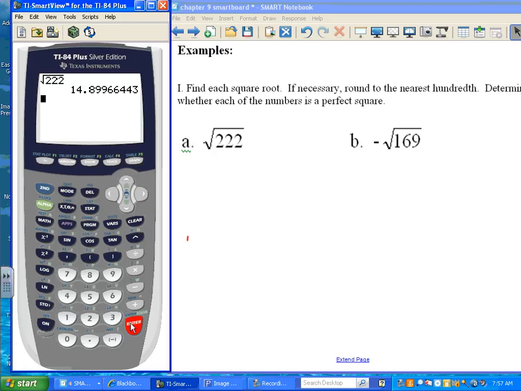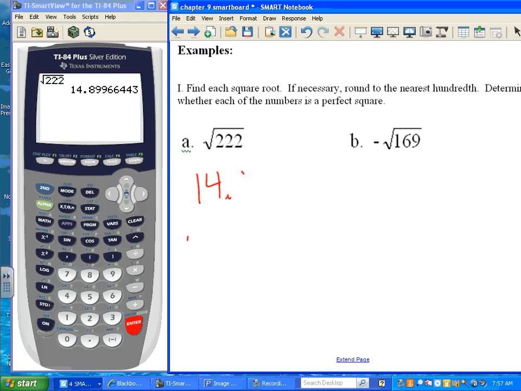Did everyone get 4.9? If we round to the nearest tenth, just want to make sure your calculator's okay. 14, not 4, sorry. 14.9. Okay, is that a perfect square? No, so not a perfect square. Is that a rational or irrational number? Irrational. So I want you to write underneath it, this is an irrational number. And you could also say it's not a perfect square. So it's an irrational number.